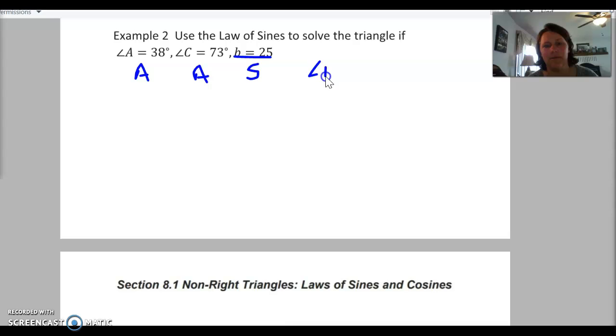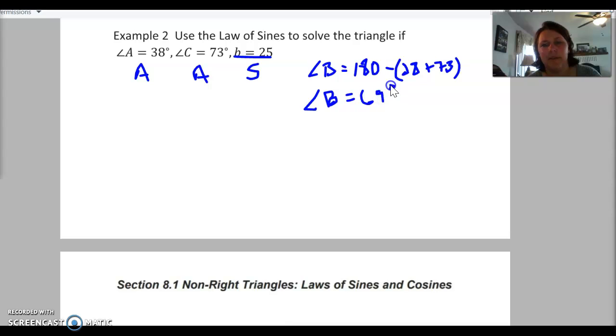So what I really need to know is what is angle B. But we can figure that out easy enough because we're already given two angles. So angle B is going to equal 180 minus the sum of 38 plus 73, because all angles must add up to 180 degrees. So we have 180 minus 38 plus 73, which is 69. So the measure of angle B is 69. Oops, that's not how I meant to write that. Let's try that again. There we go. And that's in degrees.